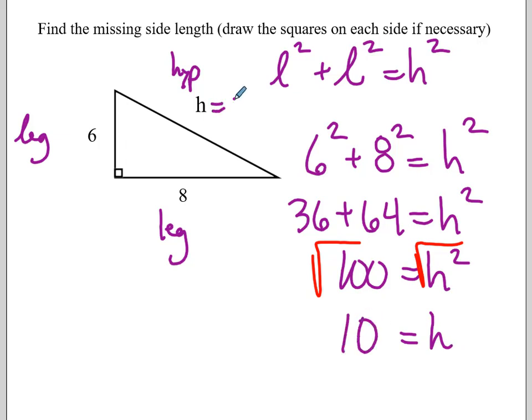So now I do a quick check. Is my hypotenuse longer than both of my legs? And it is, so this is a correct answer.